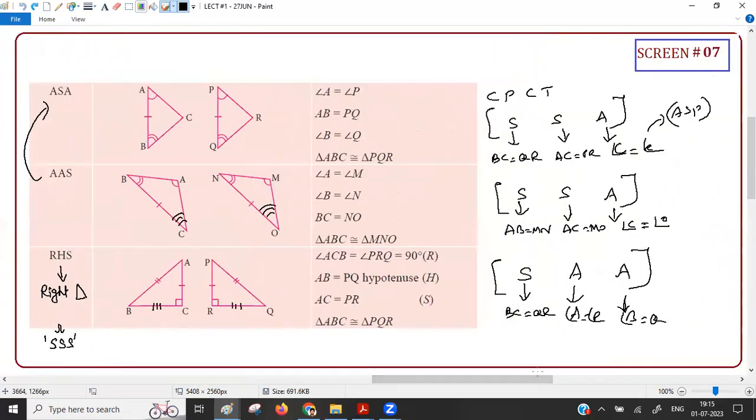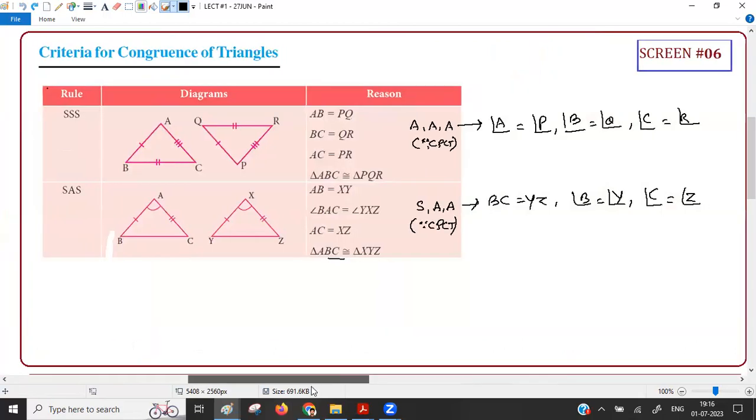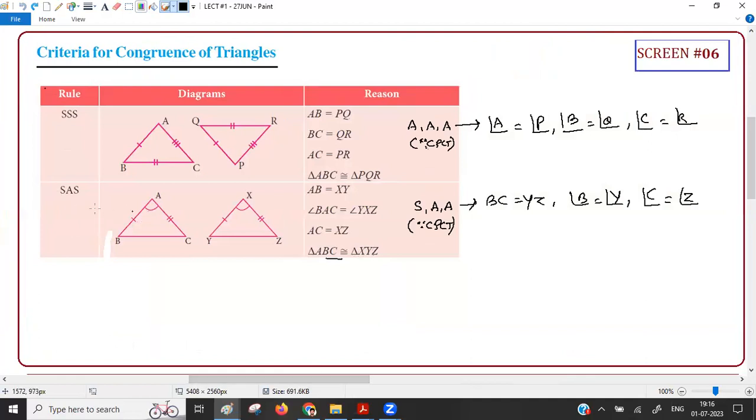Then the third criterion is what? Sir, SAS means? SAS means side angle side. Side is matching, angle is matching, and this side is matching. Are you clear? Yes, sir.